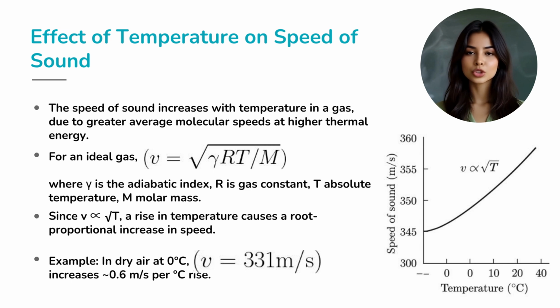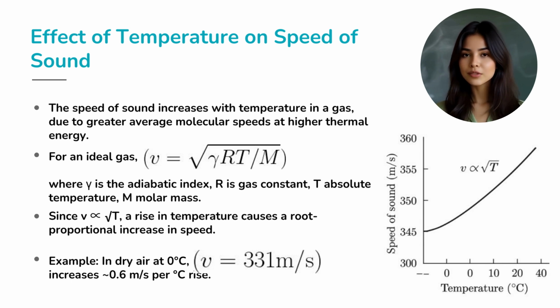Since V is proportional to the square root of temperature, if you double the absolute temperature, sound moves roughly 1.5 times faster. For example, in dry air at 0 degrees Celsius, sound travels about 331 meters per second. If the temperature climbs by 1 degree Celsius, the speed picks up by roughly 0.6 meters per second.